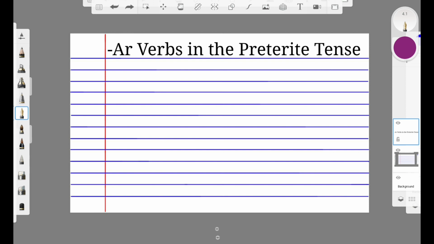And so just like we had different conjugation charts for AR and ER-IR verbs, we are going to do the same thing, but in the preterite tense now. So we're going to start with, in today's video, the AR conjugation chart for the preterite tense.